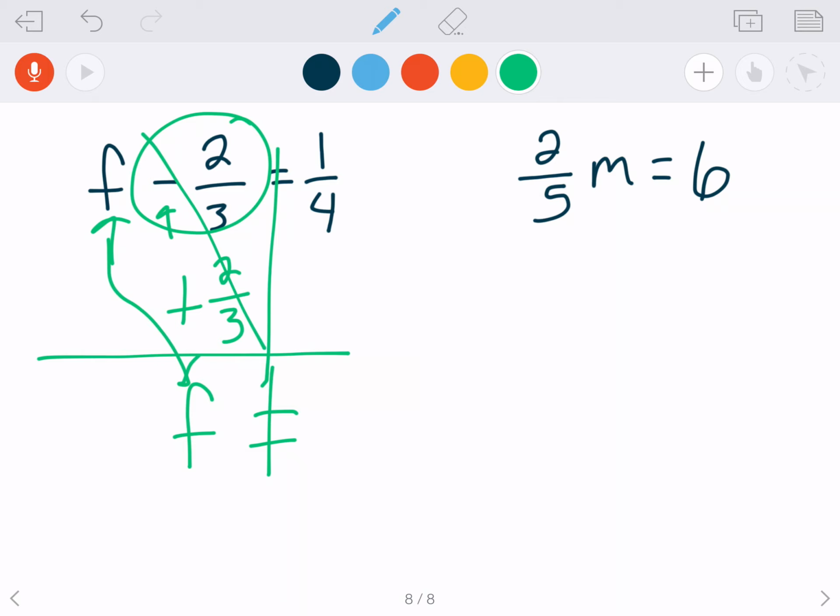And then you have to do the other side. So I'm adding 2/3, I gotta add 2/3 here. When I'm adding fractions, I'm gonna write it down here at the bottom to make sure I get it right, if I can write it correctly.